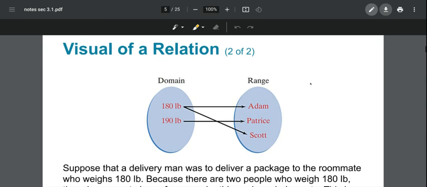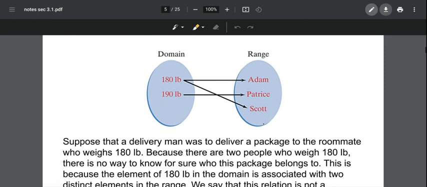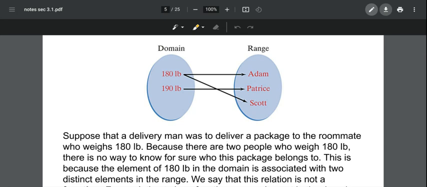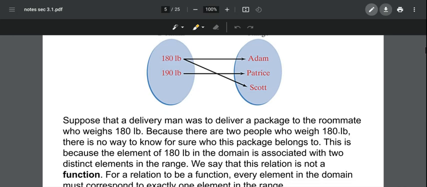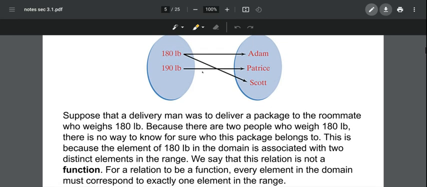Okay. Now here, when we talk about this relation, what happened? They switch. Now the inputs of the relation are the weights, and the outputs of the relation are people. This is just an example. Suppose a delivery man was to deliver a package to the roommate who weighs 180 pounds. He doesn't know the name, but the roommate who weighs 180 pounds corresponds with Adam and Scott. They both weigh 180 pounds. Because there are two people who weigh 180 pounds, there is no way to know for sure who is supposed to receive the package, Adam or Scott. This is because the element 180 has two different outputs, assigned to two different elements from set B.